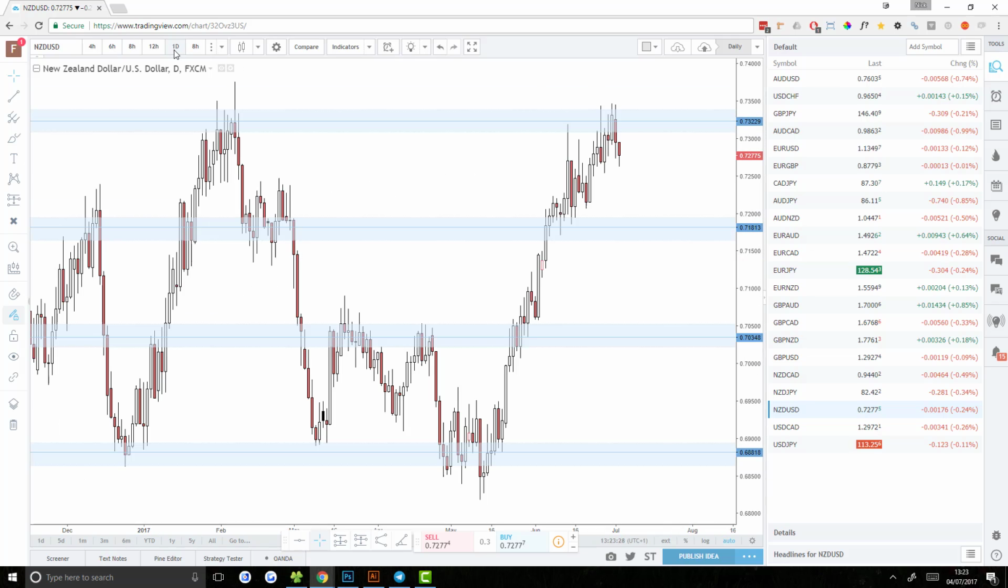New Zealand USD, someone was short on New Zealand USD, weren't they? Or maybe a few people were short.